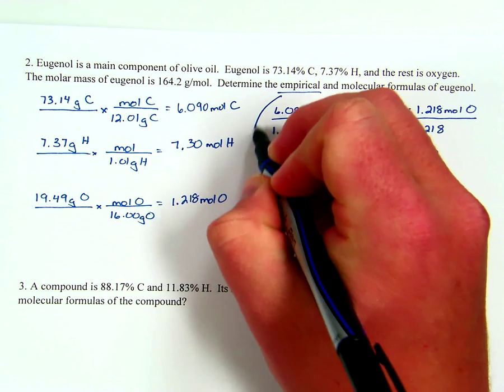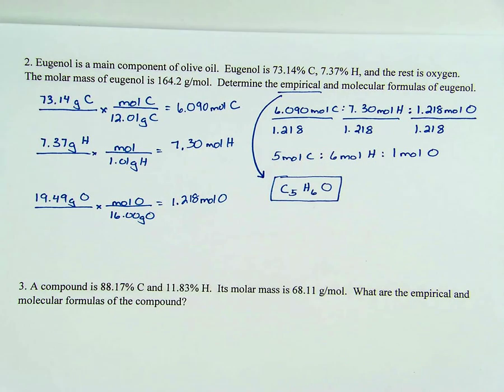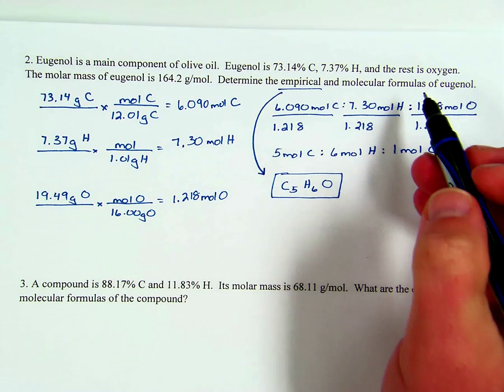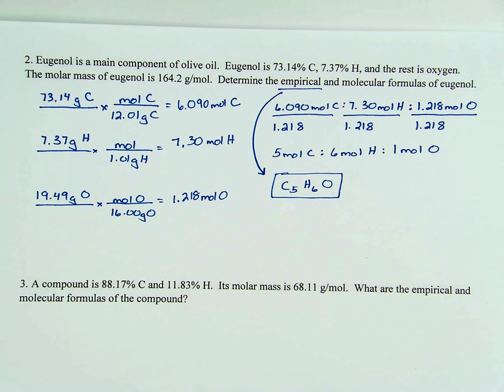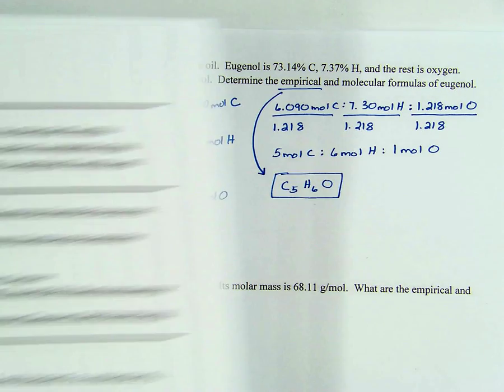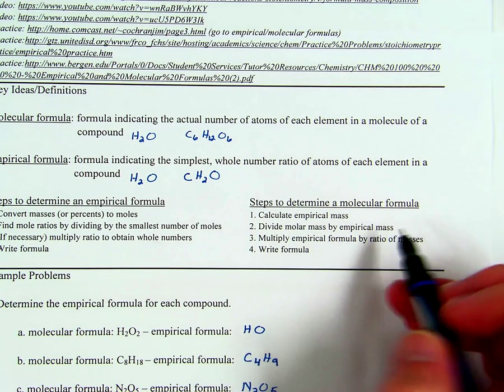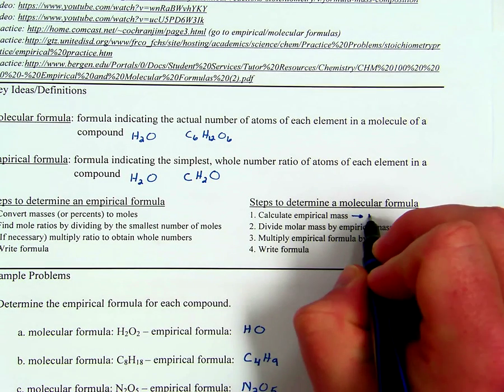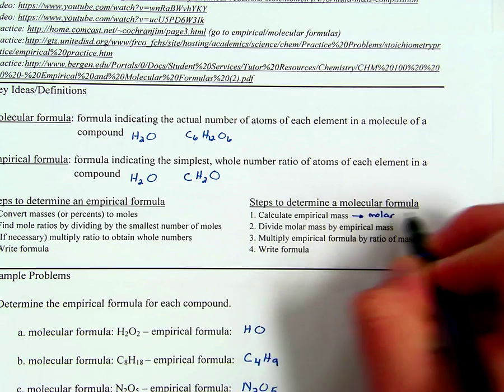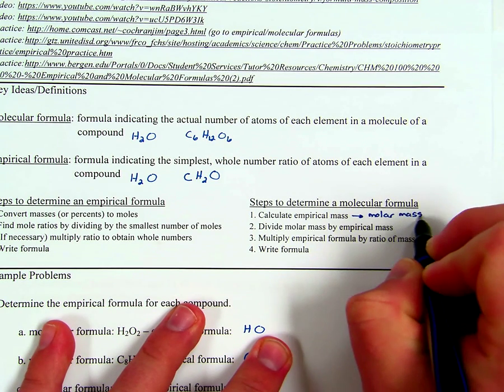We're also asked to find the molecular formula, and you can see there's a list of steps to do that. Our first step is to calculate the empirical mass. That's just the name I give for the molar mass of the empirical formula. Just a little easier to say.